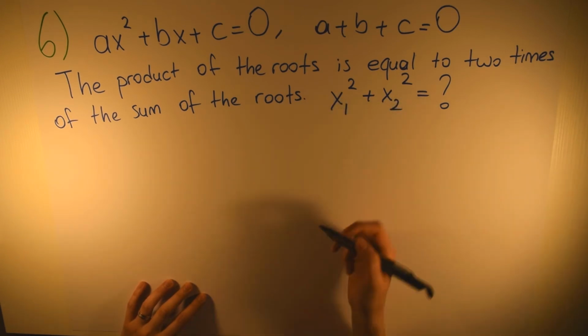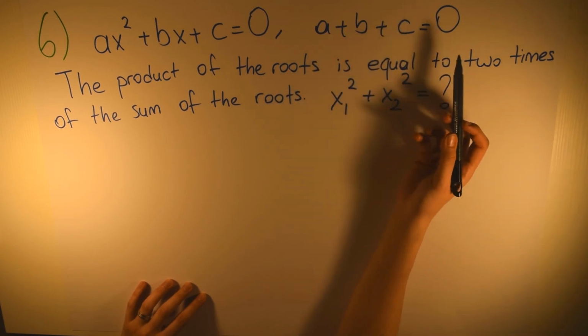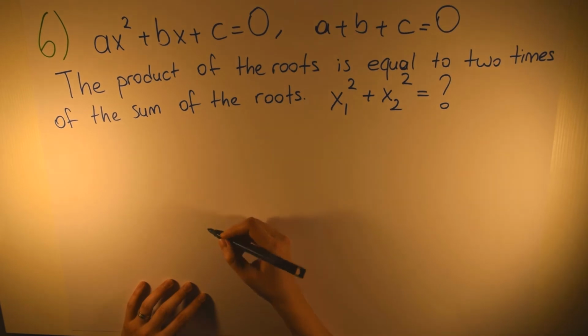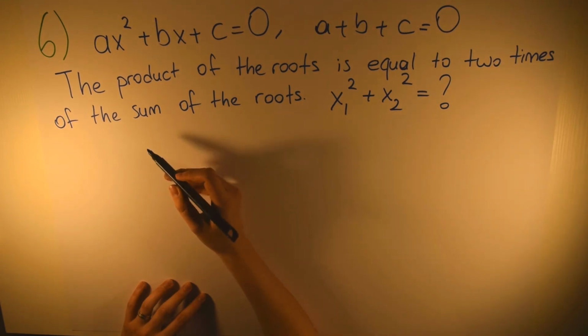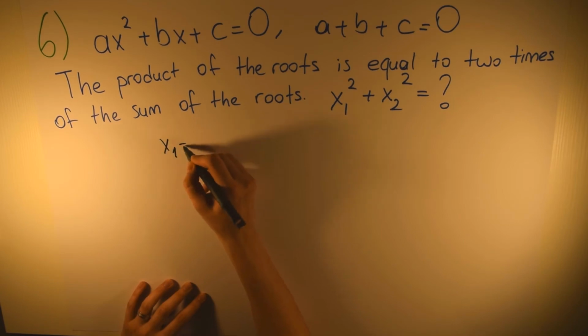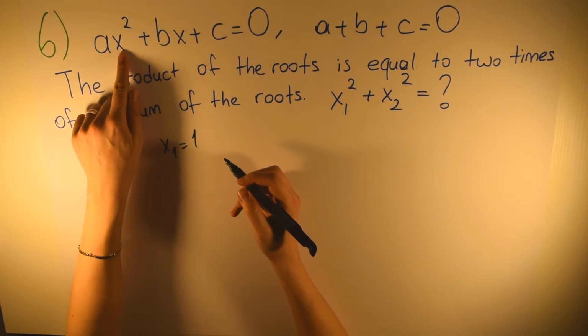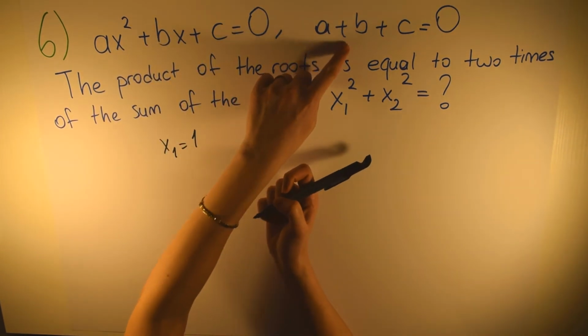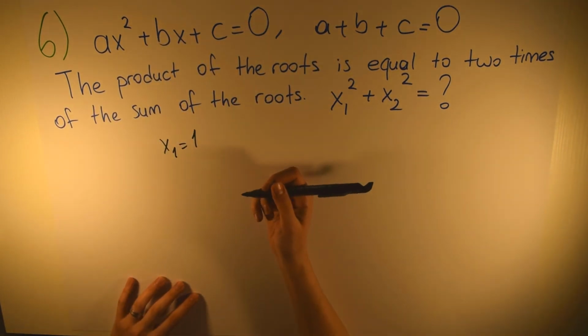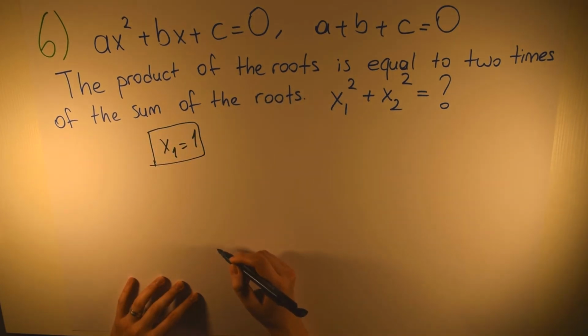So here, if this a plus b plus c is equal to 0, it means one of our roots is equal to 1. Okay, so our first root will be 1. Why? Because when you put 1 instead of x here, you will get a plus b plus c is equal to 0. So this is one of our roots. So let's try to find the other root.